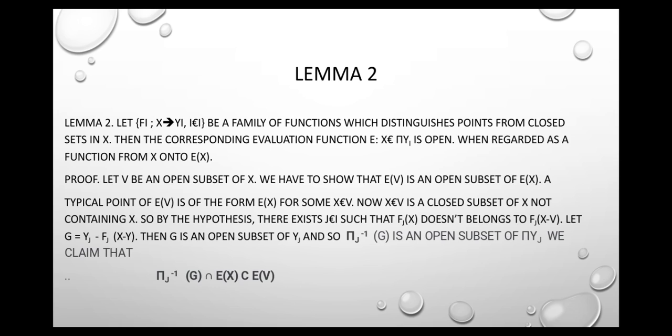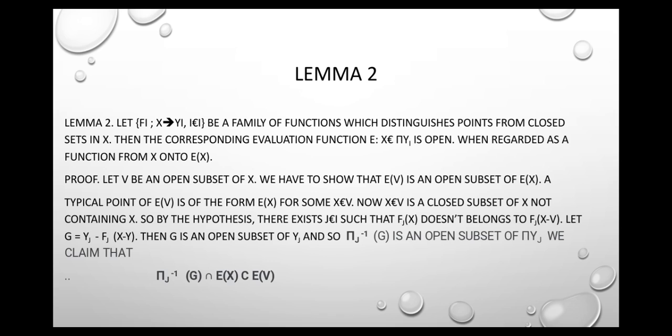The statement of the second lemma is: let f_i from X to Y_i be a family of functions which distinguishes points from closed sets in X. Then the corresponding evaluation function E from X to the product of Y_i is open when regarded as a function from X onto E of X. Proof: let V be an open subset of X. We have to show that E of V is an open subset of E of X.